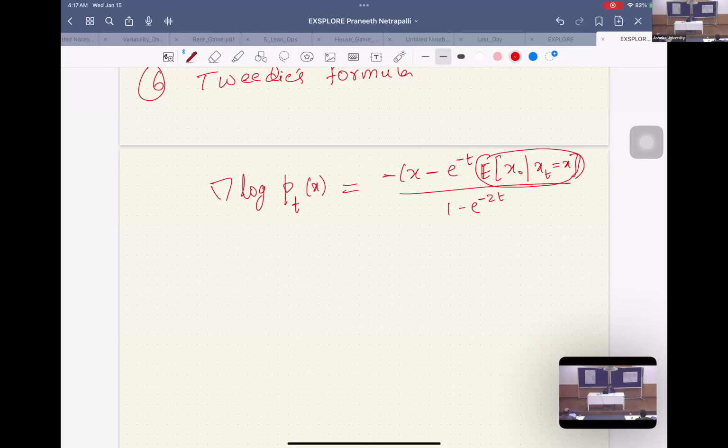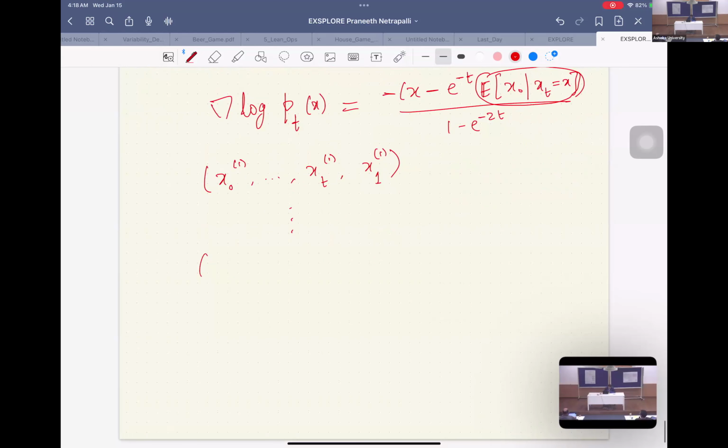Because what we can do is, let's say we have a neural network or whatever with parameters theta. Firstly, we will generate samples which are like x0, and at time step t it will be xt, and we'll run it until time t equal to 1 or some large number. And then we will have m such samples.